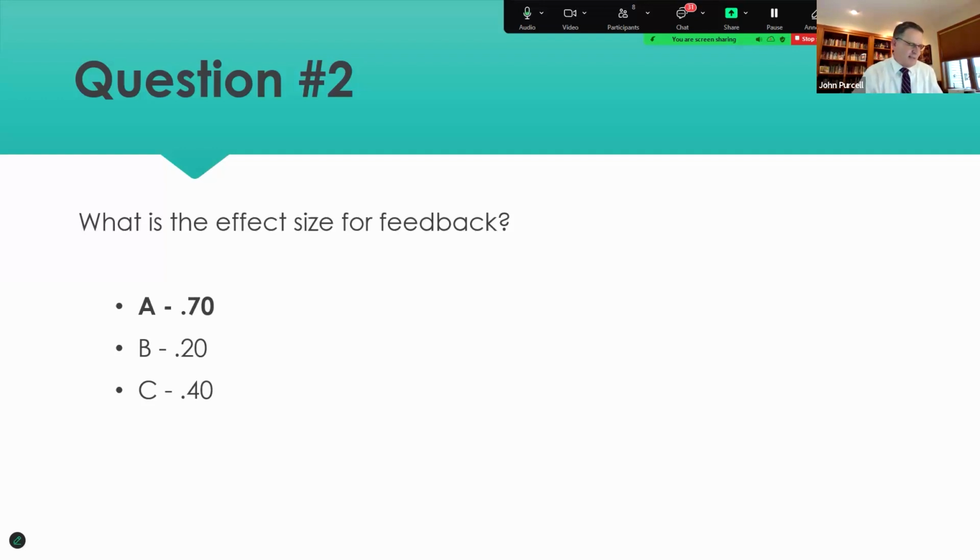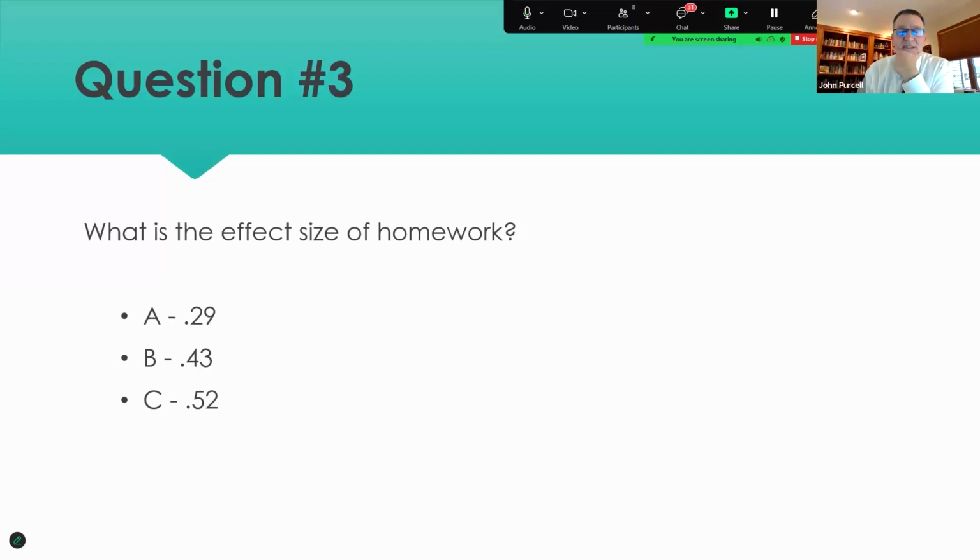That's encouraging. That's a productive feedback. Inhibiting feedback would be, that's not how you measure. You're not using the ruler correctly. That's feedback, but it's inhibiting. So a lot goes into, when it says the effect size, a lot goes into this. So effect size of homework, A, B, or C.